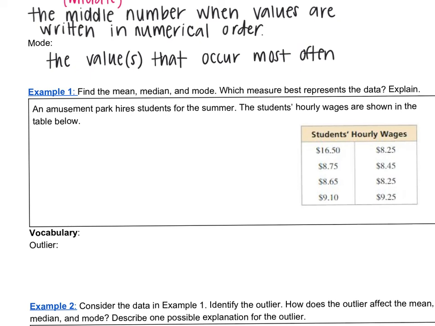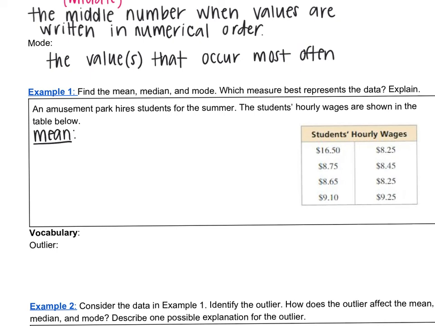What we want to do is find the mean, median, and mode. So let's start with the mean. The mean is the average. And to find the mean, we take the sum of all the data values. Sum means adding, so we'll add all the data values and then divide by the number of values that there are. It looks like we have 8 different values, so we'll add those all together and divide by 8.